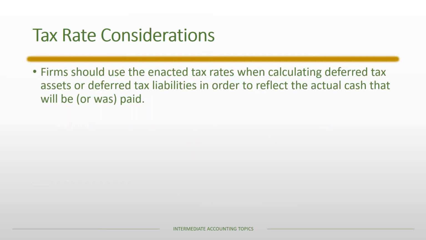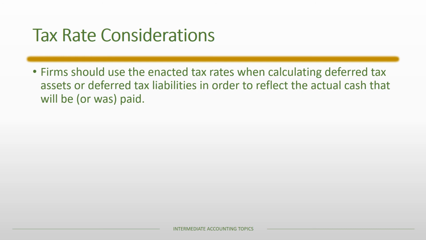Last item, sometimes the tax code is changing, and so the question is, how do I handle deferred tax assets and deferred tax liabilities if the tax rate in the current year is different than a tax rate in a previous or future year? Future year is really what I'm focused on here. So the firm should use enacted rates when calculating deferred tax assets or deferred tax liabilities, and this is the key, in order to reflect the actual cash that will be or was paid. And so use the rate based on whenever you're actually paying the tax.